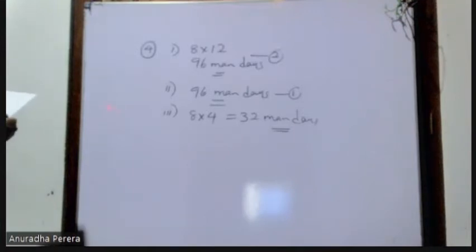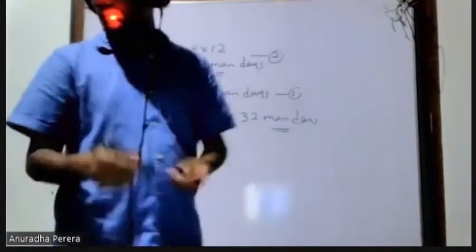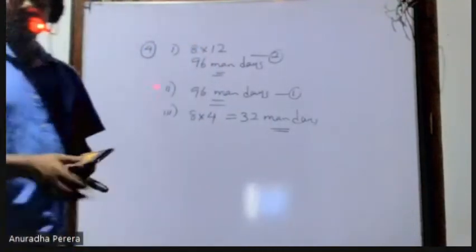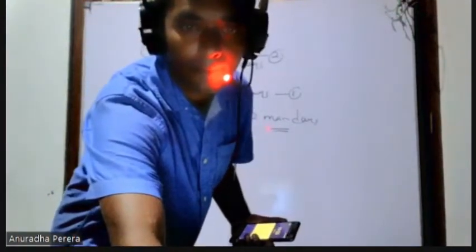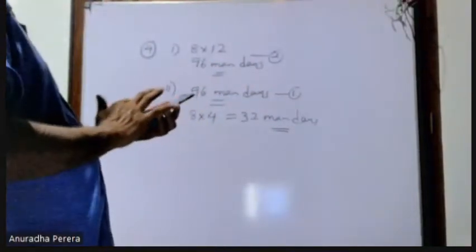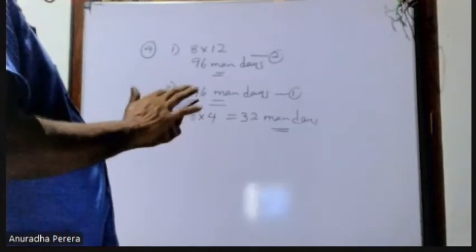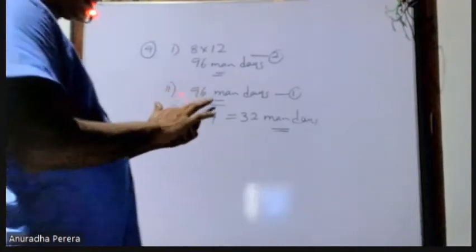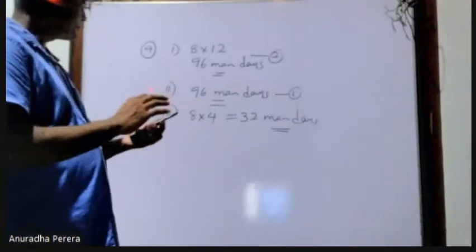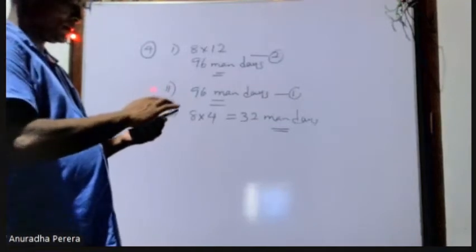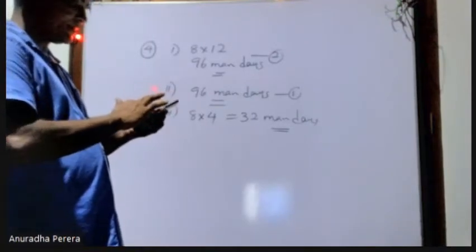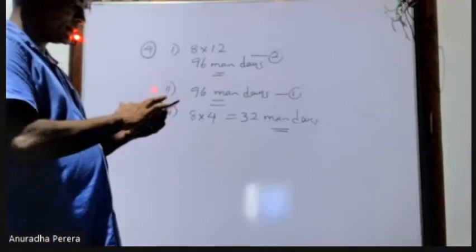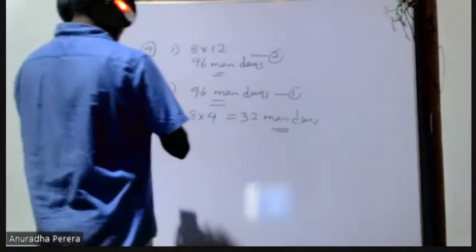After working 4 days, 4 men have taken sick leave. Find the magnitude of work done in the first 4 days. It is 32.